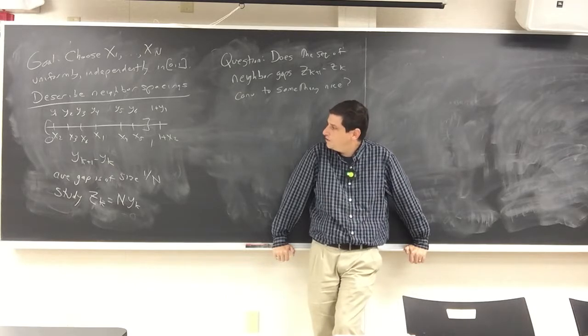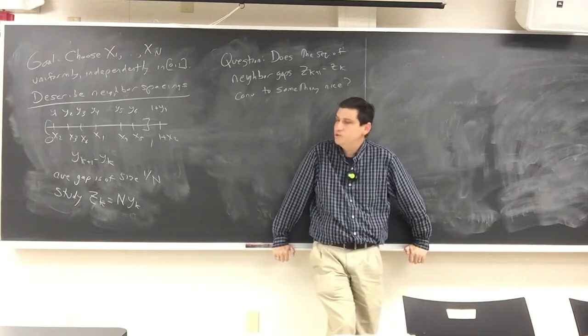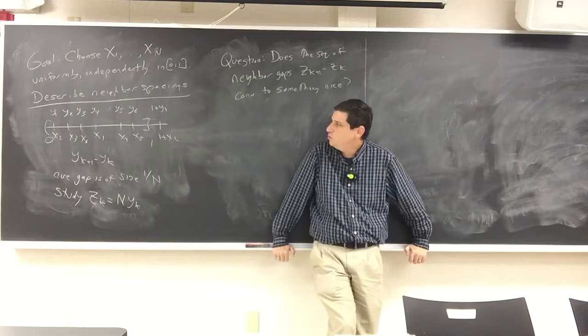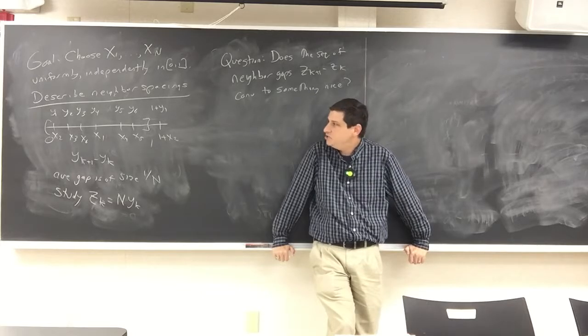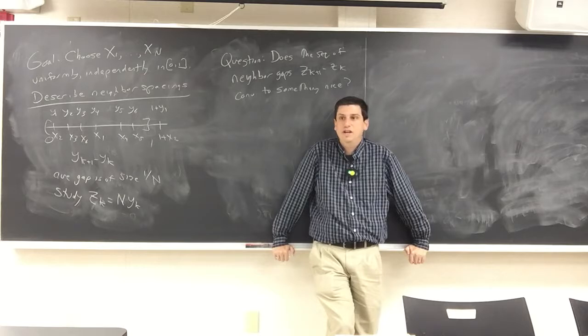Sure. I want to figure out what's the gap between y4 and y5. What's the gap between y5 and y6? What's the gap between y2 and y3? If you look at the distribution of the gap y3 minus y2, should it be the same as the distribution of y5 minus y4 and the same as y6 minus y5? Do any of these gaps look different than any other? Or because I'm choosing the points uniformly and independently, it doesn't really matter where I start. They're all going to have the same distribution.